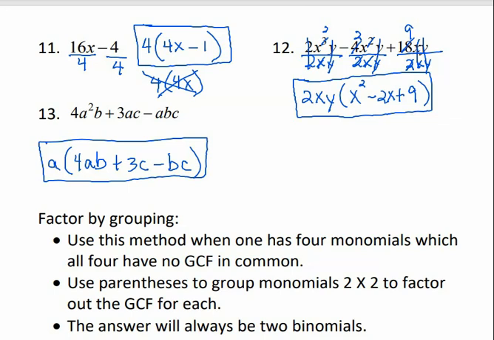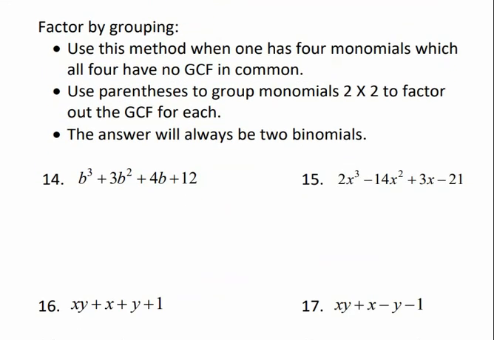All right, factoring by grouping. So this method is used when you have 4 monomials, or a polynomial with 4 terms, and all 4 terms have no greatest common factor. We use parentheses to group the monomials 2 by 2, and then we factor the greatest common factor out of each group. Your answer should always be 2 binomials.